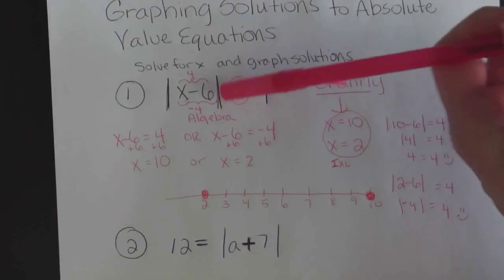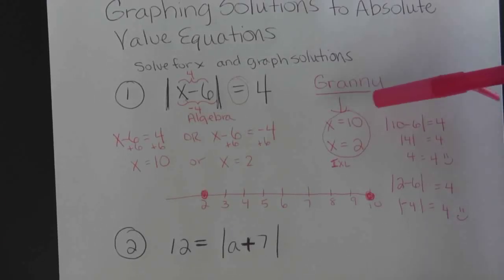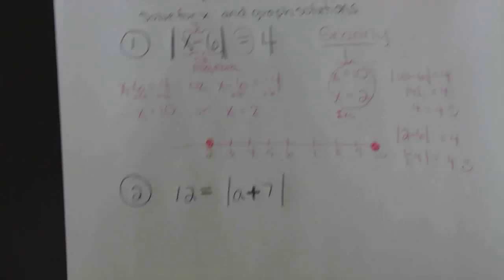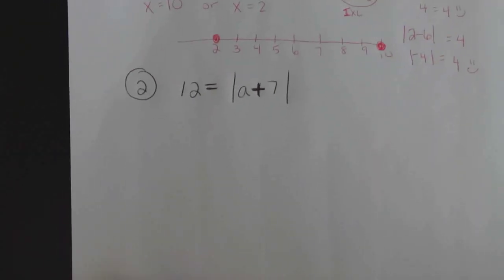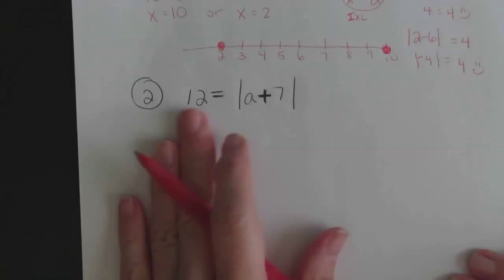So I have 3 more examples, but we'll do them much more quickly because I'm just going to use the algebra. You can certainly do them granny style if you prefer. It'll work, it might just take a little bit longer. So let's go down to number 2, and we'll just use algebra, and that'll make you fly through IXL.